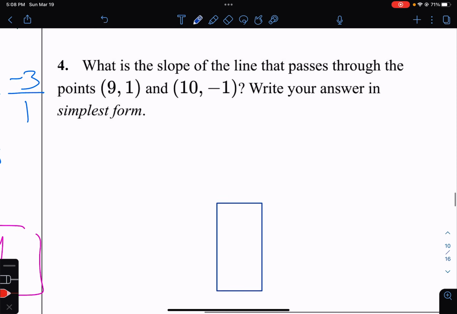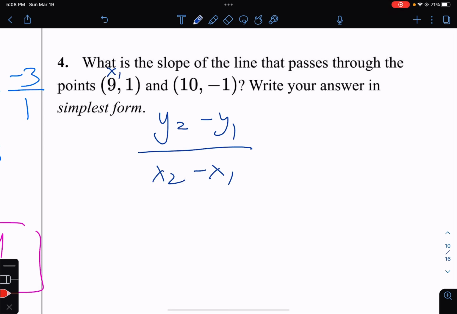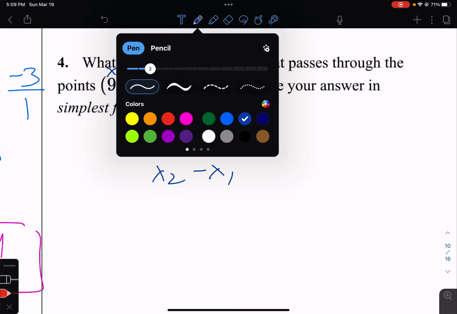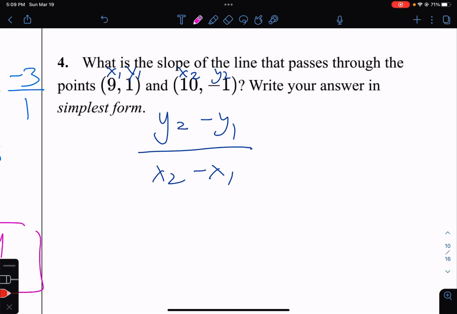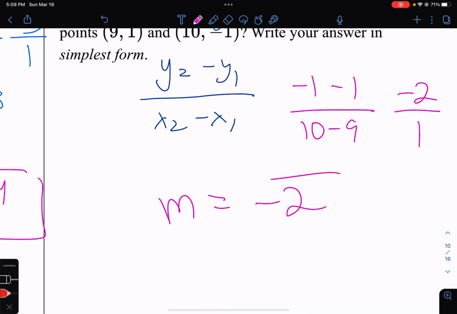All right. So this next question is actually pretty easy. It says, what's the slope of a line that passes through the points 9, 1 and 10, negative 1? So it's quite literally just asking for you to calculate slope. Again, the slope formula is y2 minus y1 all over x2 minus x1. I do highly recommend that you label them x1, y1, x2, y2. I know it kind of gets annoying. People don't like to do it, but I promise you it's going to help you from making silly errors. So we plug in: negative 1 minus 1 all over 10 minus 9. That's going to give us negative 2 over 1, which gives us our slope of negative 2.